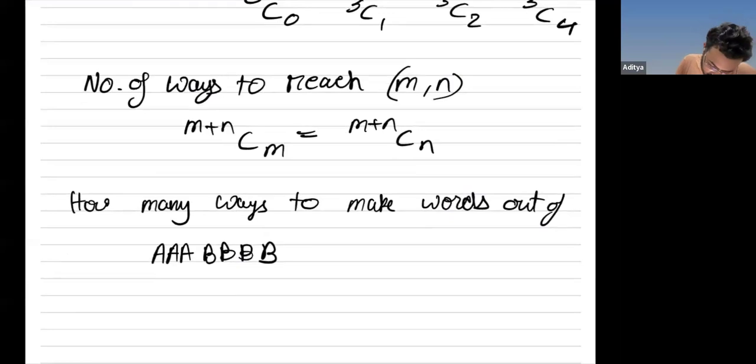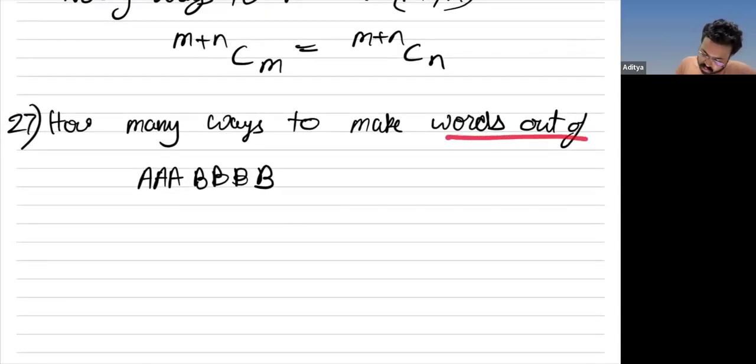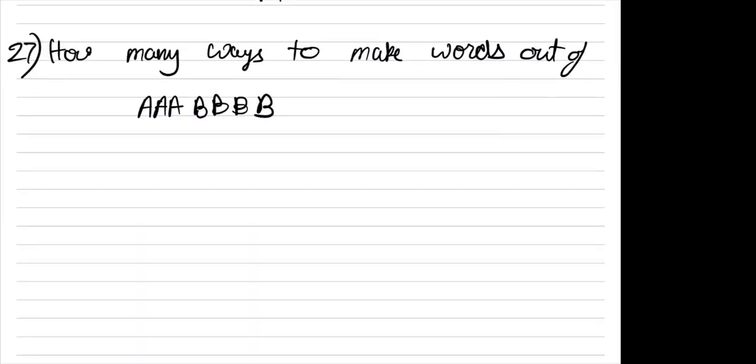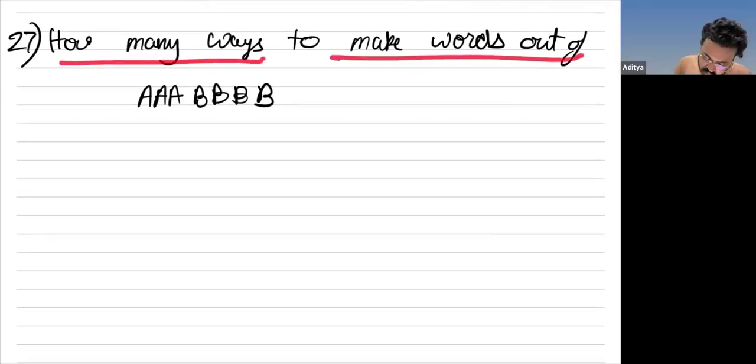Question 27. How many words can you make out of A and B? Here you can use B 4 times only and A 3 times. Sir, could you please repeat the question? How many ways to make words out of 3 A's and 4 B's?